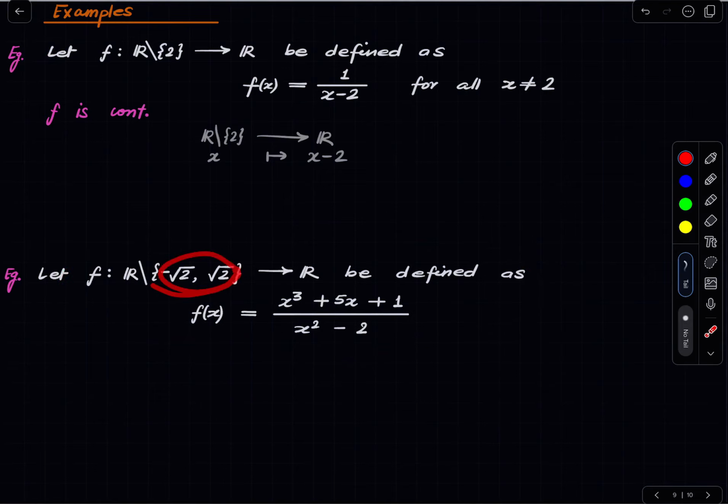This one is also very similar. This time we are taking away 2 points from all of the reals, and then the function is defined via this recipe. This is again well defined because x squared minus 2 will never take the value 0 if x doesn't take these two values. But this is the product of this polynomial function with the inversion of that one, and both of them are continuous. So this is also a continuous function. I'll leave the details to you. This is another example of a continuous function.